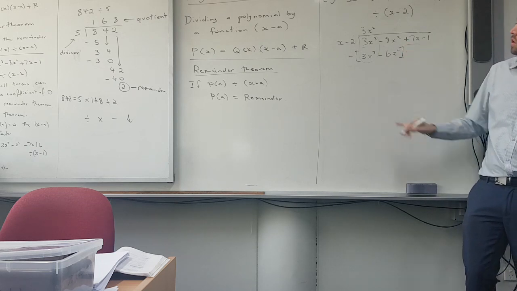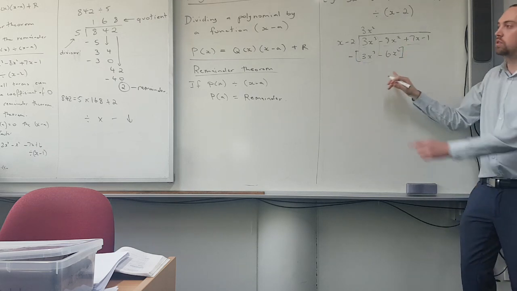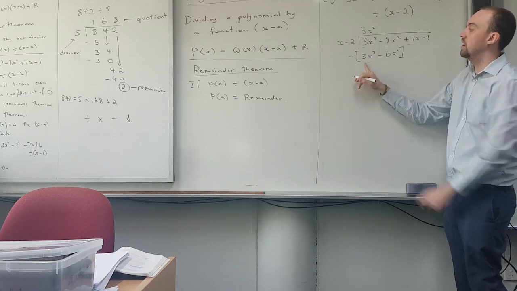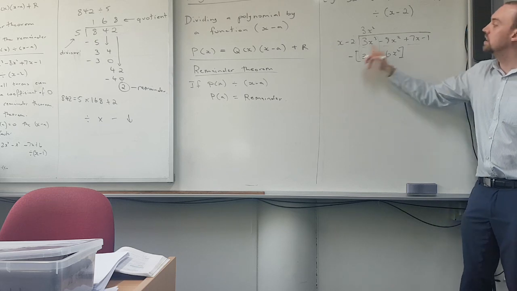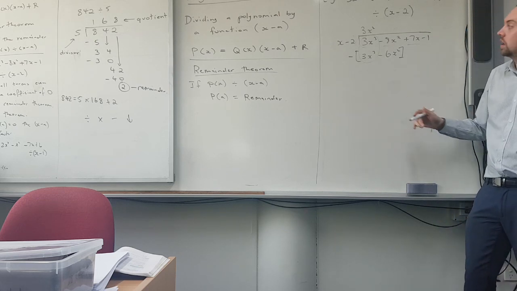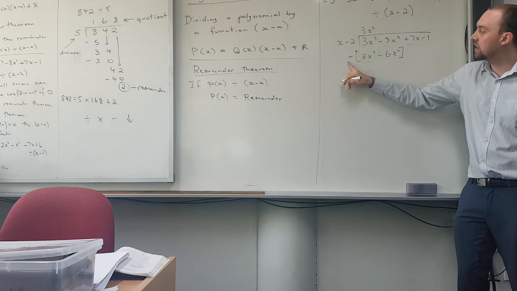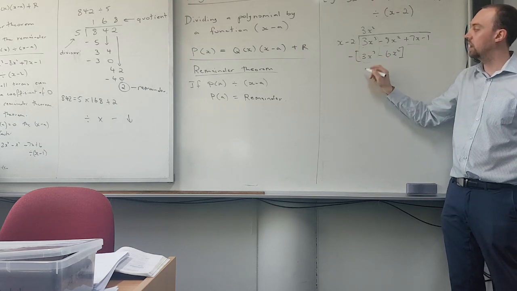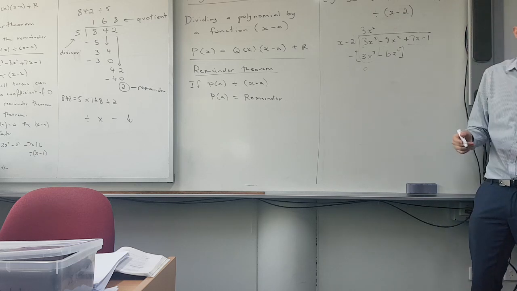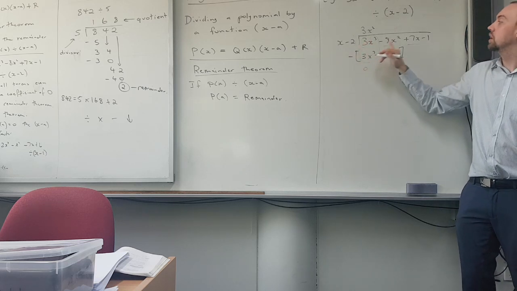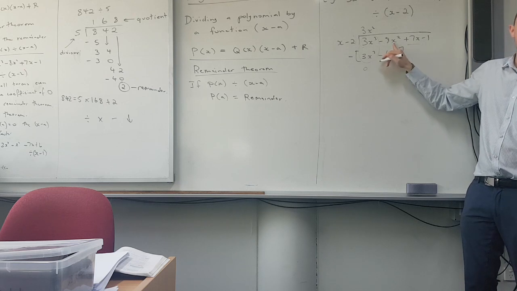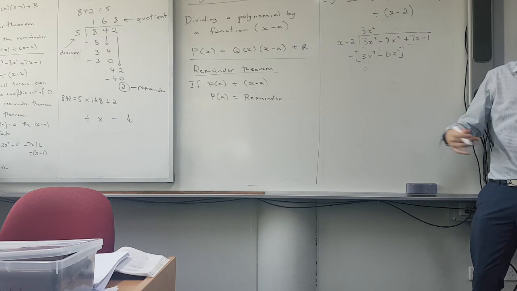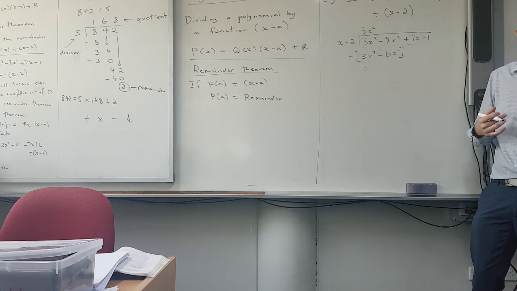Now, I chuck this in square brackets because we're trying to take away all of this. We're not just taking away the first number, we're taking away this function. So 3x cubed take 3x cubed leaves us with 0, which is great. That's what we wanted. Then we're going to do 8x squared take negative 6x squared. So when I take a negative 6, what am I doing? I'm adding.